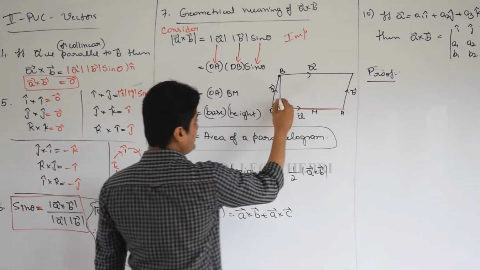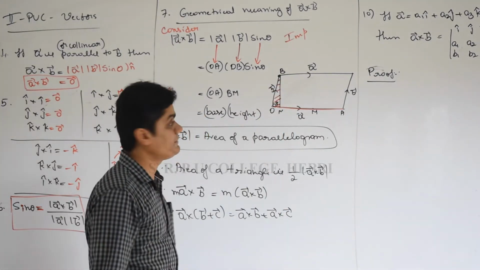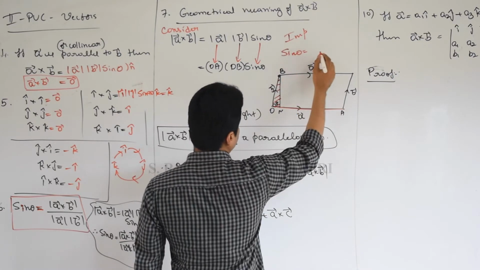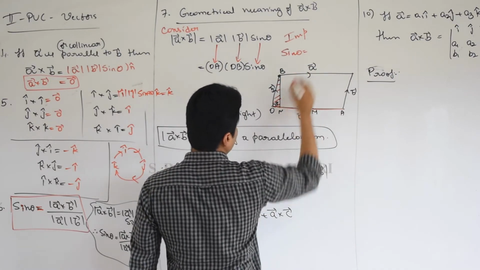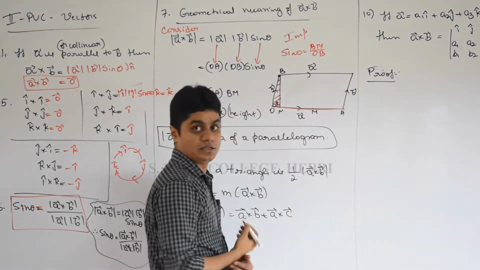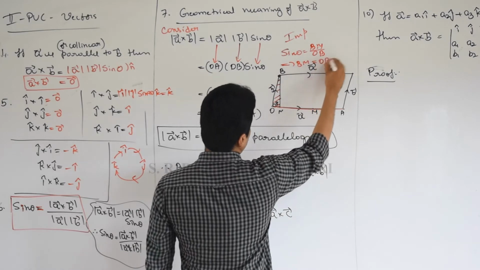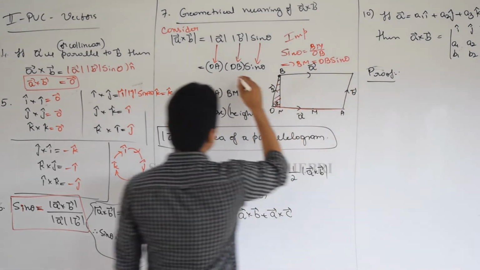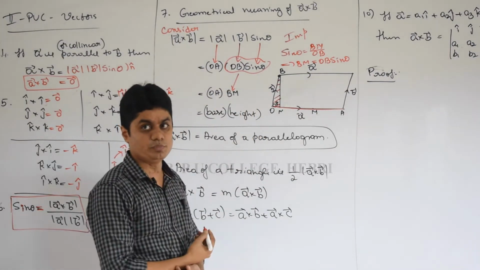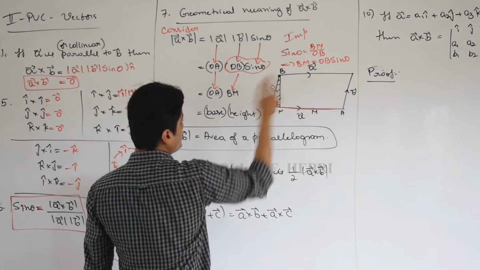Now in this right angle triangle, define sin theta. By definition, sin theta is opposite BM divided by hypotenuse, that is OB. So this implies BM equals OB into sin theta. So this OB into sin theta will be replaced by BM. So OA into OB sin theta is OA into BM.